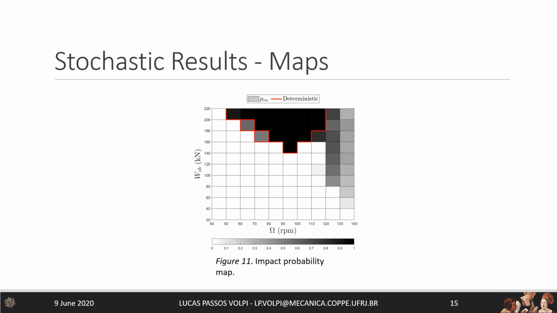The second map analyzed is the impact probability map. Whereas the backward whirl regimen map was slightly affected, the occurrence of impact was greatly changed. While impact was formerly comprised in the regions with severe torsional vibrations, it is now expanded to the region of backward whirl. Near the transition between forward whirl and backward whirl, the impact is more likely to happen, which leads to a backward whirl with impact, which was unobserved in the deterministic analysis. As the weight on bit and rotation applied are increased, the probability of impact is reduced.